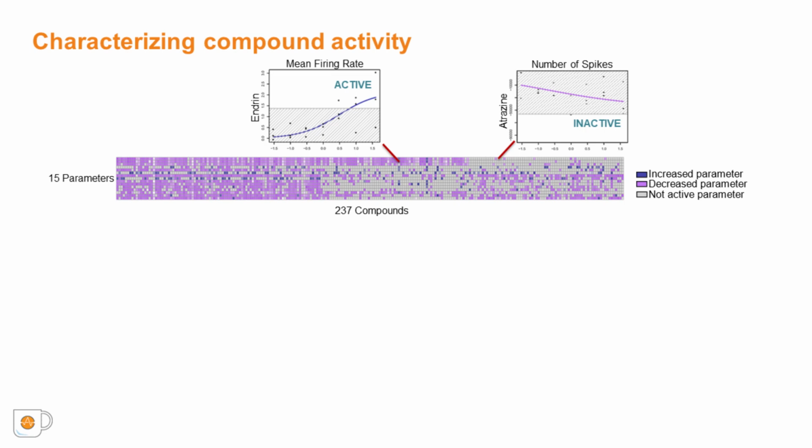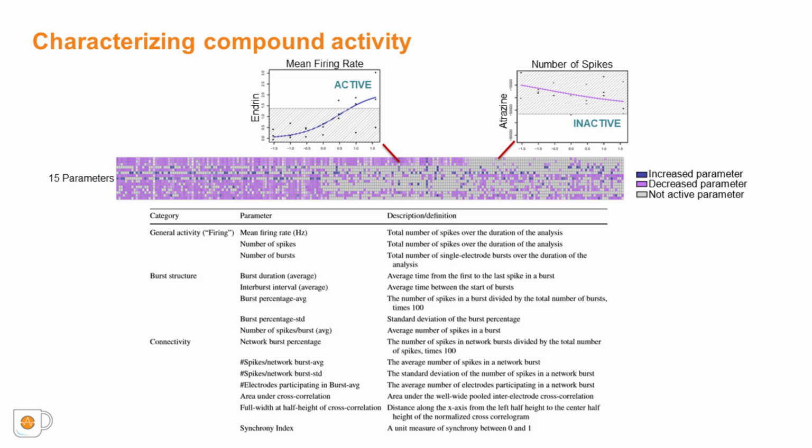As mentioned, there are several different types of neuroactivity that can be assessed through MEA assay parameters, and what was exciting was that through our analysis, we found several different types of activity represented. We found that the top 15 parameters covered different firing, bursting, and connectivity activity measured with MEAs.